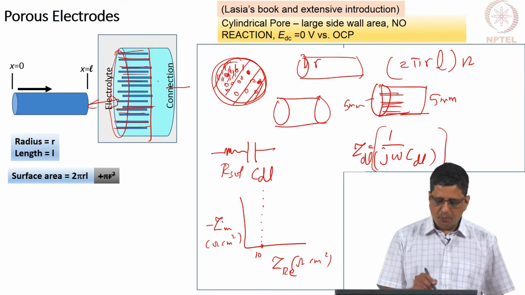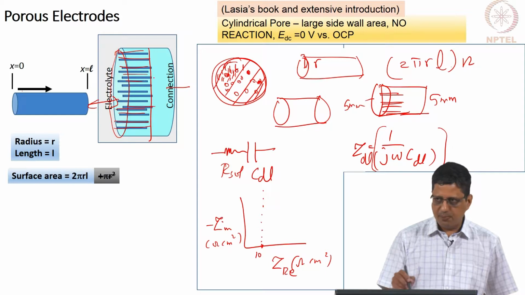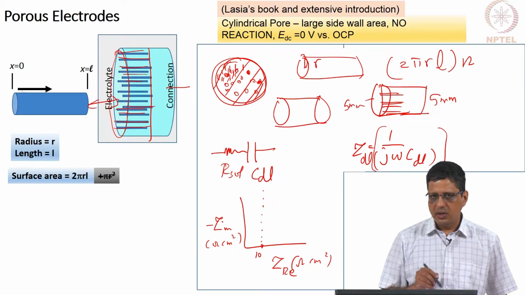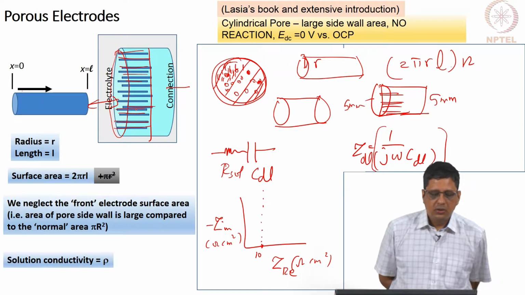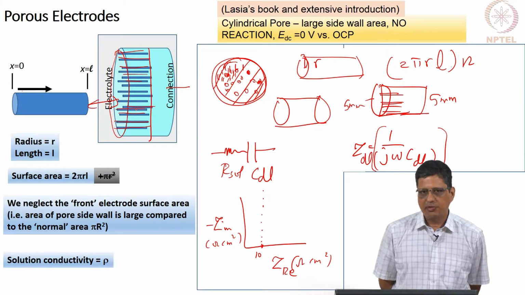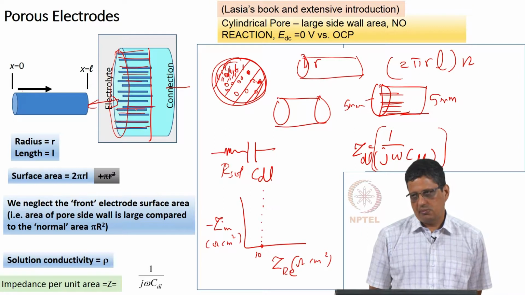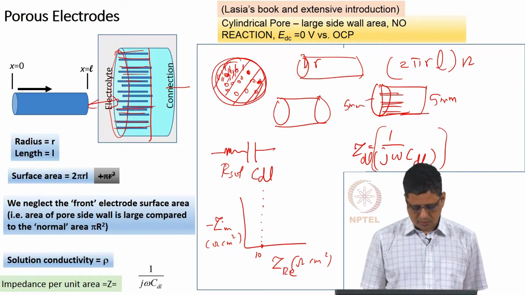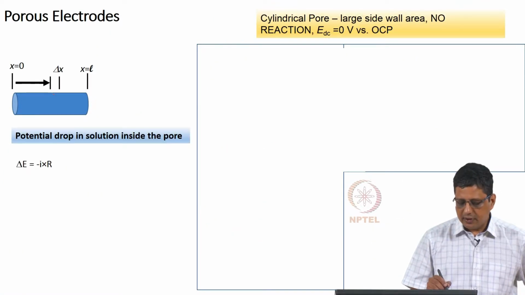When you have pores here and solution is present inside the pore, it is going to cause a decrease in the potential as we go inside. This will have an effect on the observed current here. So, this is just to reiterate that we neglect the front electrode surface area and actually the bottom of the pore also, and the solution conductivity we are going to denote by rho. If we take unit surface area, then the impedance corresponding to the double layer is given by 1 by j omega CDL.